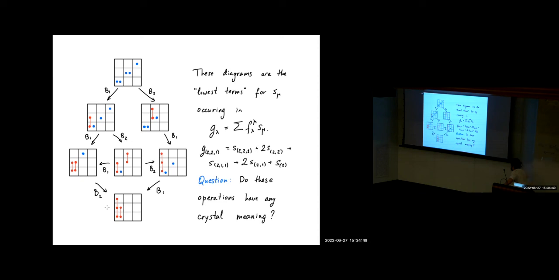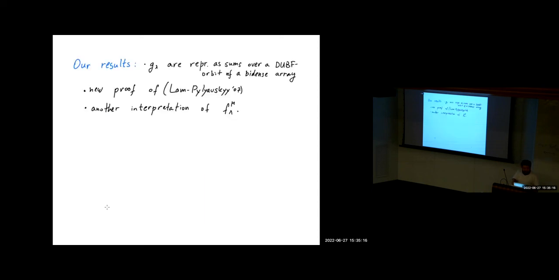Okay, and the question is, do Grothendieck or just usual Grothendieck polynomials occur in representation theory? What crystals are these? Well, maybe there is something in your p-adic business that it reminds you of. Okay, and this allows us to get a new proof of Lyman-Pilavsky and get another interpretation of these coefficients as Yamanouchi words.